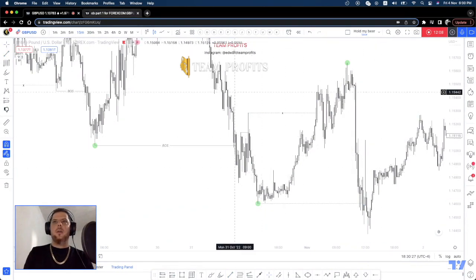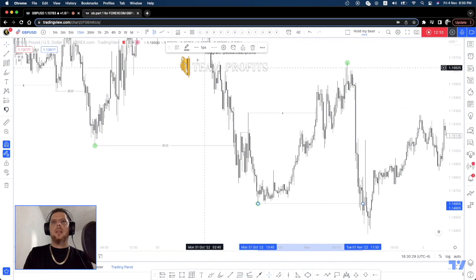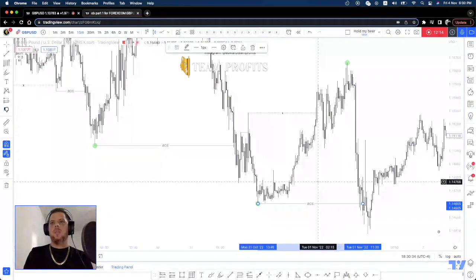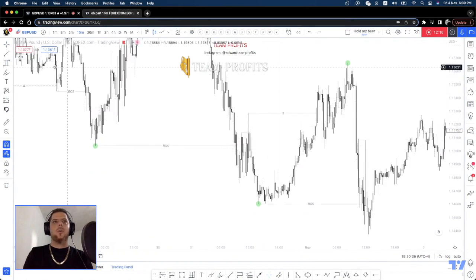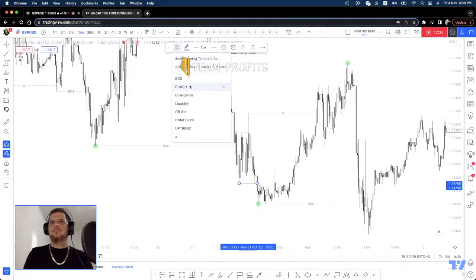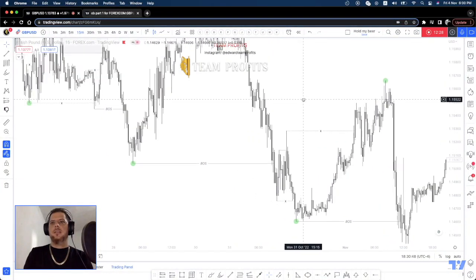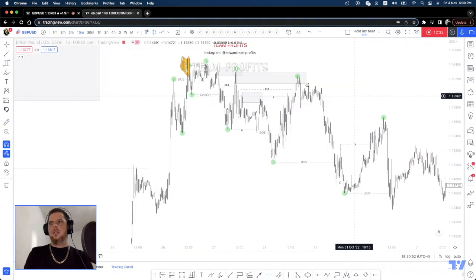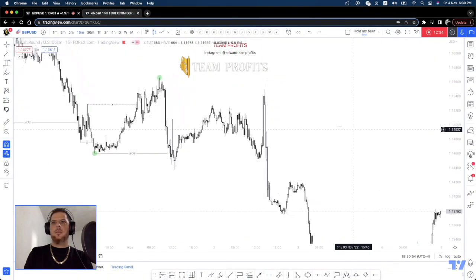So you see, I hope you understand now where to mark up the actual BOS, and when it is actually a BOS or an inducement, right? This could actually be a minor break of structure, like that, but I would mark this as a minor one after seeing this push. Now let's try to see. Oh, look at what the market did after that.